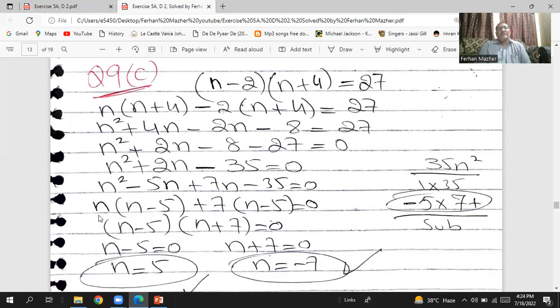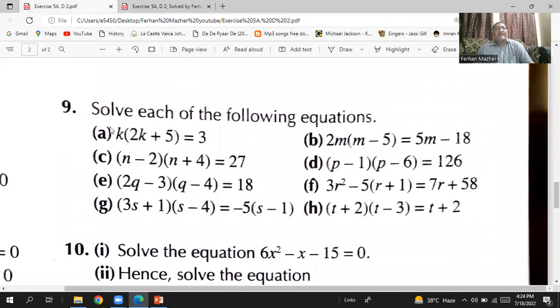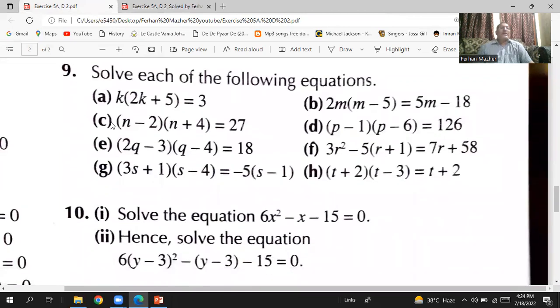So this is how you will do. These are the two solutions. One solution is 5, the other one is minus 7. So this is how you will do question number 9, C part. Okay, so we are going to the next part.